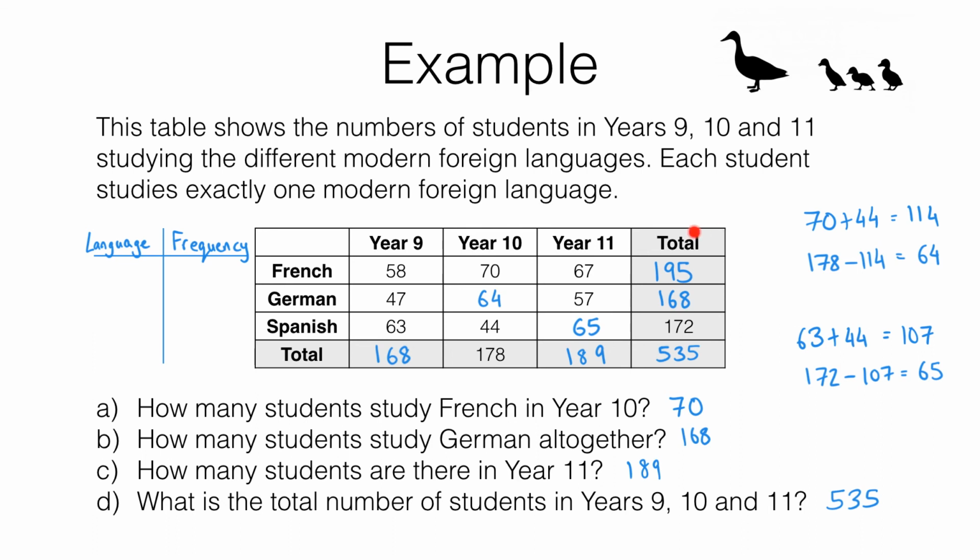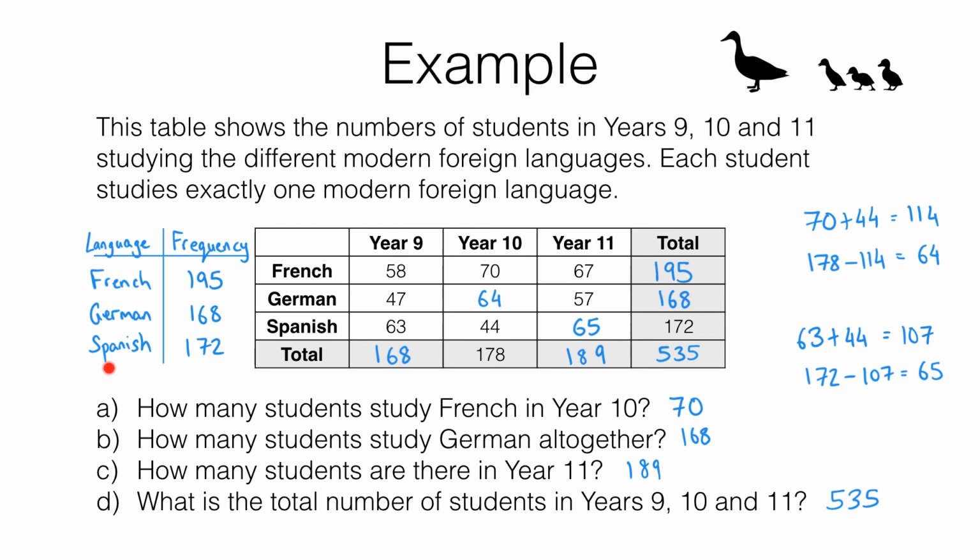I can present some of the information from this two-way table in a frequency table like the ones we saw in a previous video. For example, I could just list out the languages: French, German and Spanish, but only tell you the total number of students that studied each one. So for French, that would be 195, for German it would be 168, and for Spanish it would be 172. I'm just using these figures here.